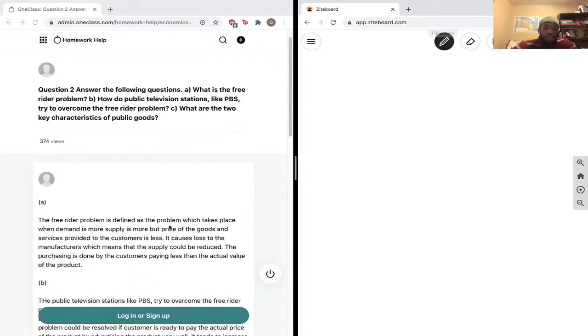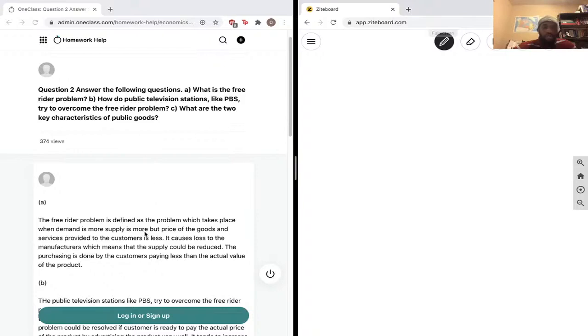The free rider problem is defined as the problem which takes place when demand is more, supply is more, but the price of the goods and services provided to the customers is less. It causes loss to manufacturers, which means that the supply could be reduced. The purchasing is done by the customers paying less than the actual value of the product.